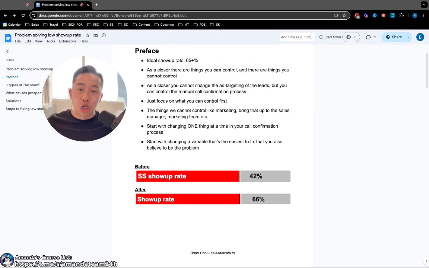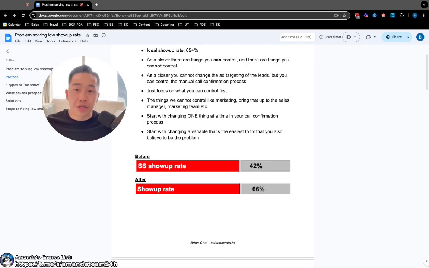As an example, as a closer, you cannot change the ad targeting of the leads, but you can control the manual call confirmation process. So just focus on what you can control first. The things we cannot control, like marketing, bring that up to the sales manager, the tech team, or the marketing team. And start with changing one thing at a time in your call confirmation process.